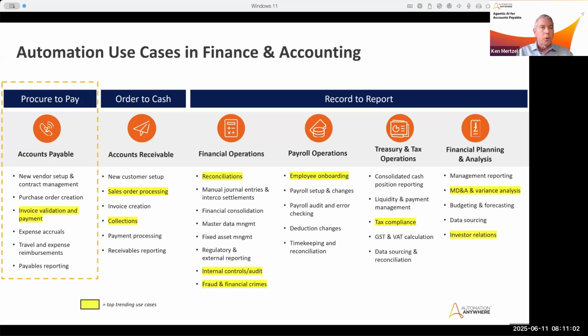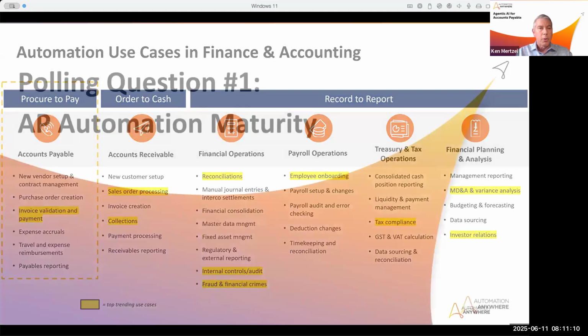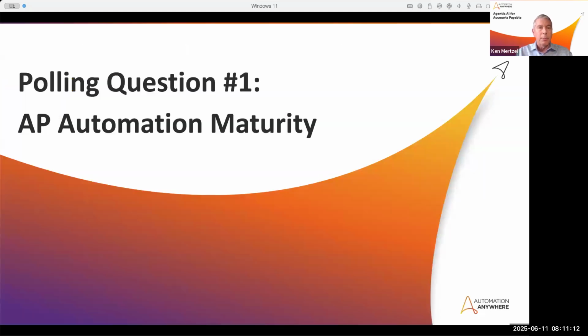So as I mentioned, we're really going to focus on AP today, but I wanted to give you sort of a broad view first. So with that, I think I wanted to go into our first polling question. And as we get into AP, what we wanted to understand was, where are you in your automation journey related to accounts payable specifically? So is it mostly manual? Do you have some partial automation, or is it nearly fully automated? So we'll give you a few seconds to answer, and then we can pull up the poll.